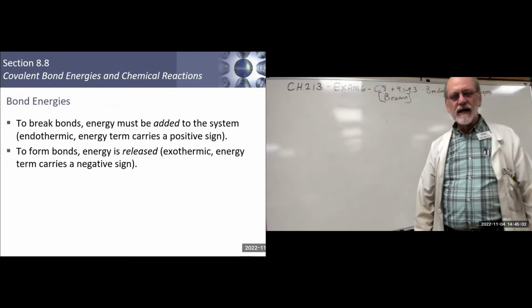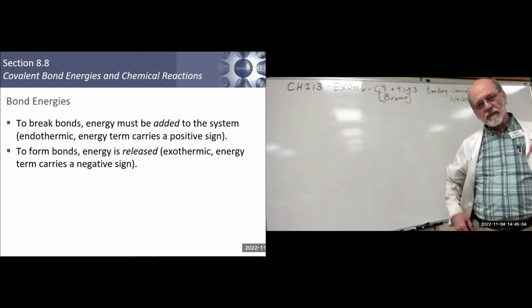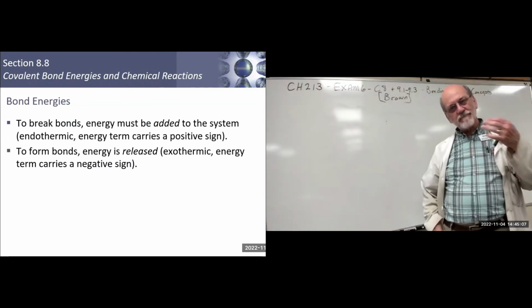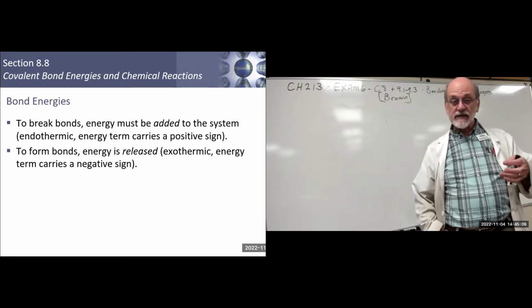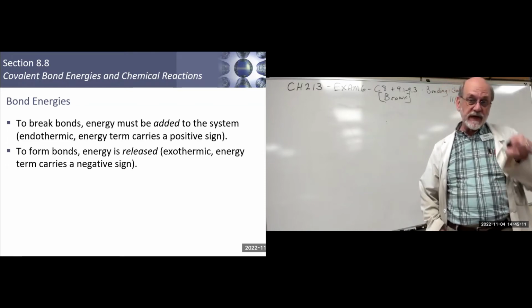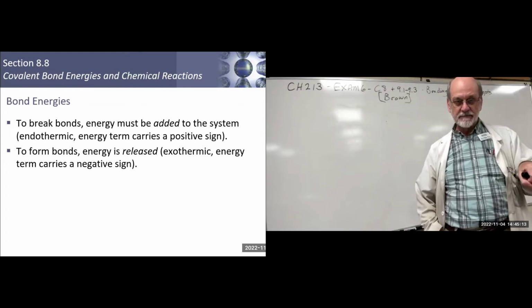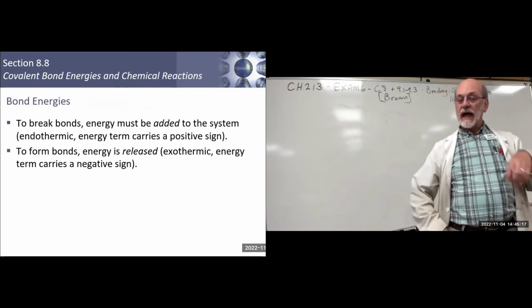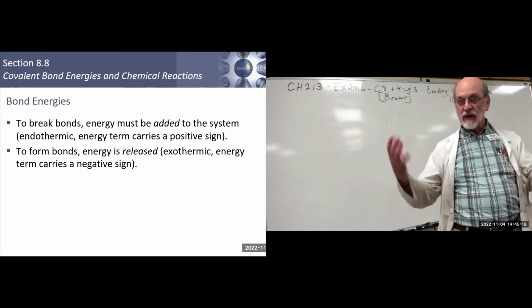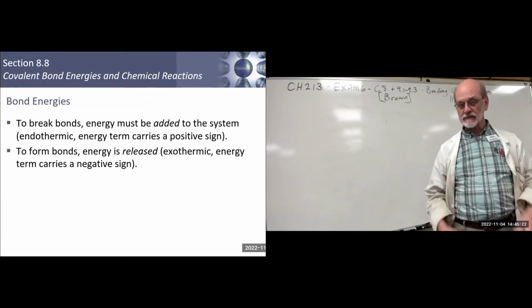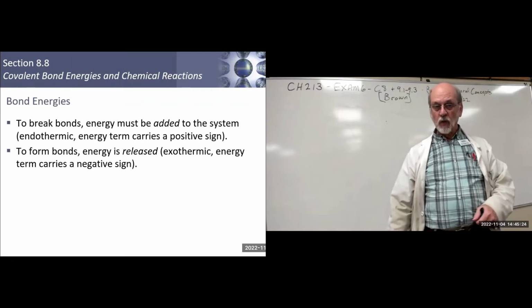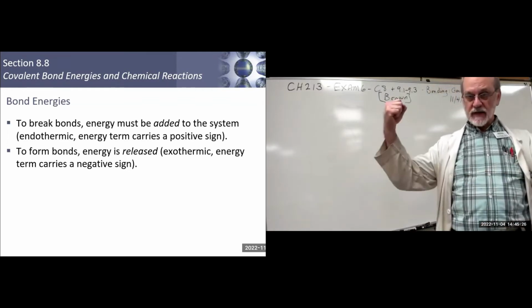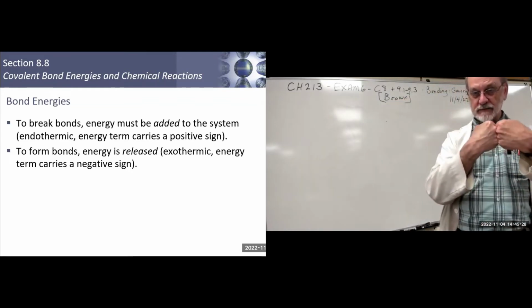Okay, so when we talk about a bond energy, what does that mean? It actually means how much energy do you have to put in to break the bond? Or how much energy is released when the bond forms from the free atoms, right? One is an endothermic process and one is an exothermic process.